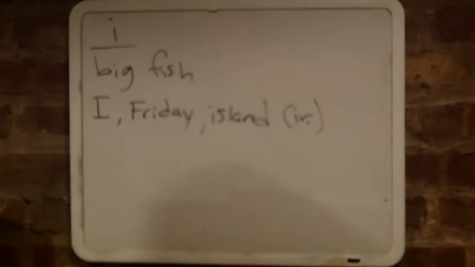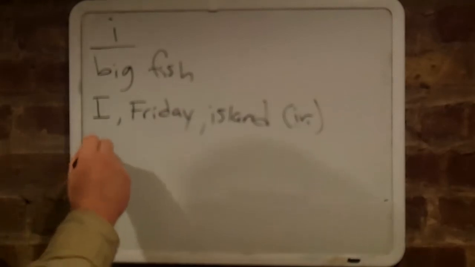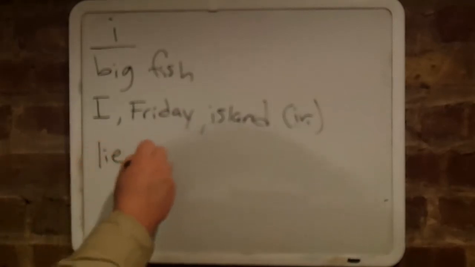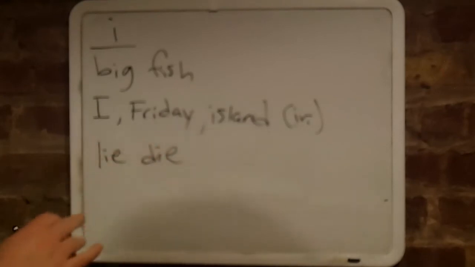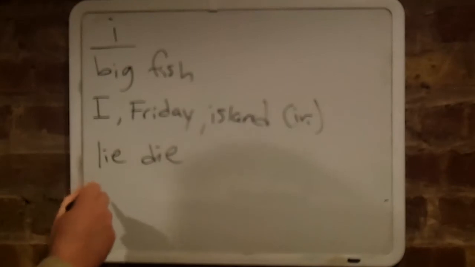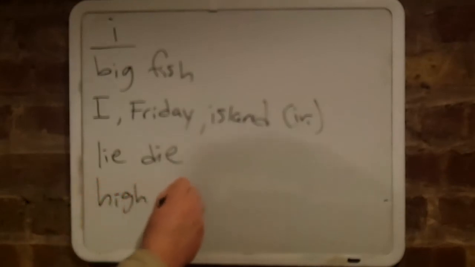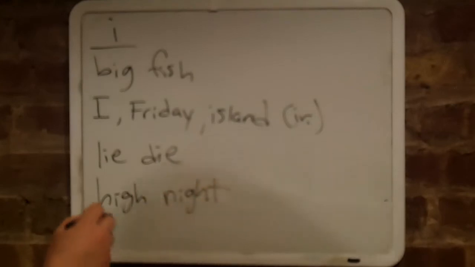IE pretty much always sounds like long I. So you see this in words like lie and die. The same sound is also represented with IGH, which you see in words like high or night. So the IGH pretty much always makes the long I sound.